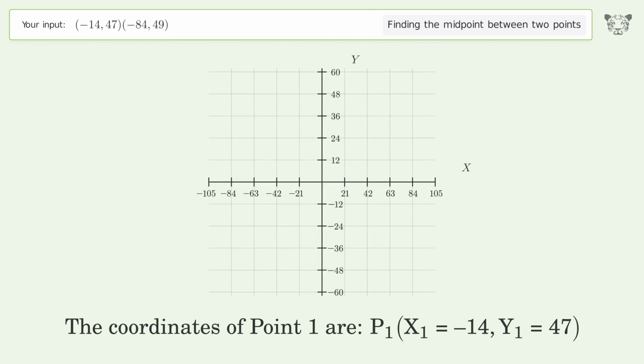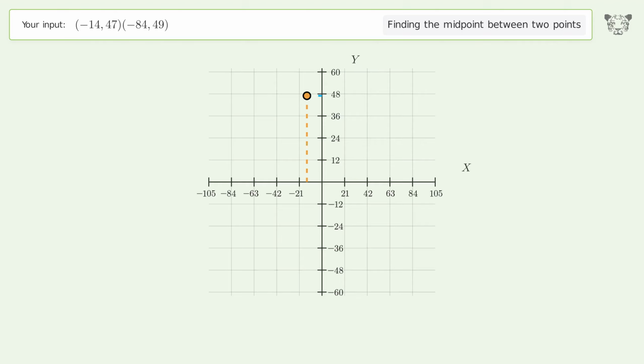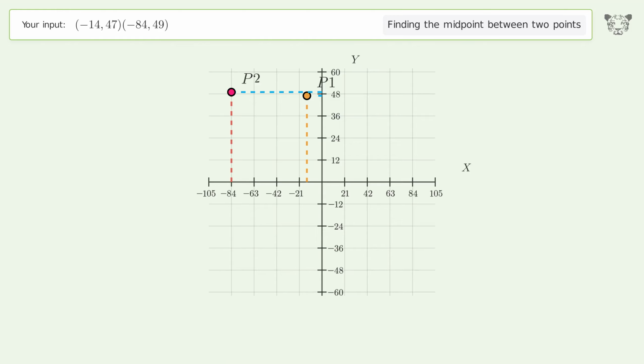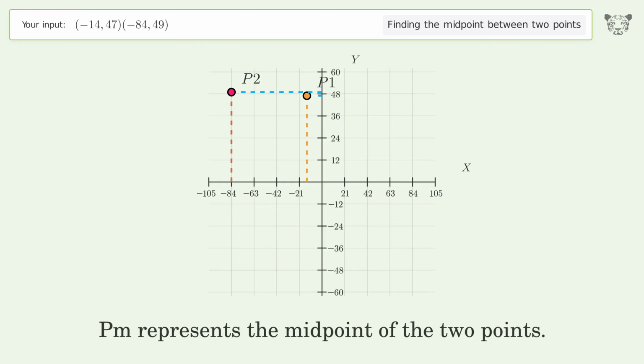The coordinates of point 1 are, x1 equals negative 14, y1 equals 47. The coordinates of point 2 are, x2 equals negative 84, y2 equals 49. PM represents the midpoint of the 2 points.